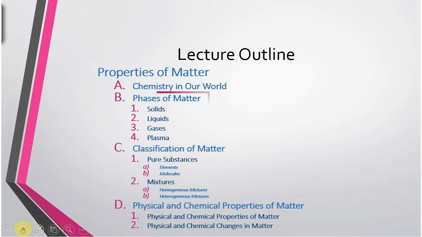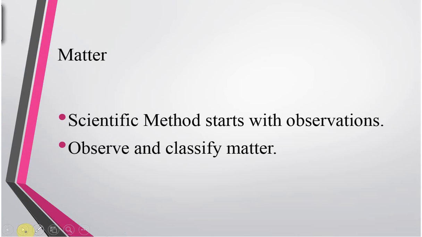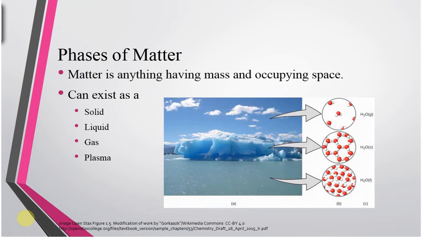So for this video, we're going to be focusing on just the four phases of matter, and primarily the first three, but I do want to talk about plasma because it's interesting. So remember, matter is anything that takes up space and has mass, and we've already spent a little bit of time talking about the scientific method, and remember, that scientific method starts with an observation. So the first thing we can do is really make an observation about the matter or the thing that we are focusing on. So let's look at the phases of matter.